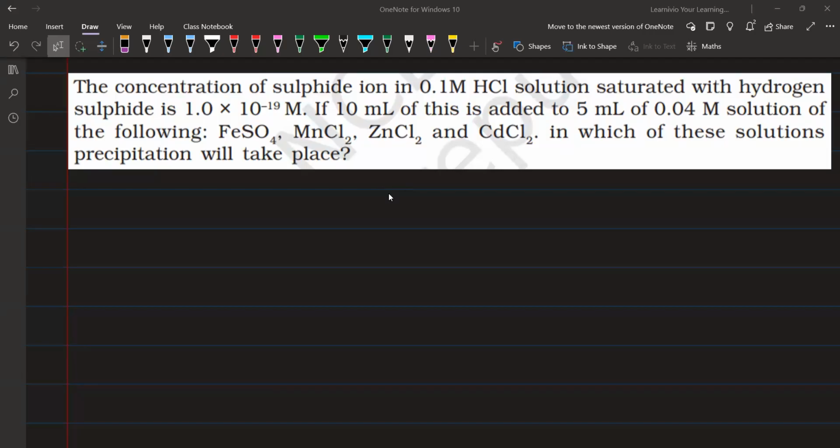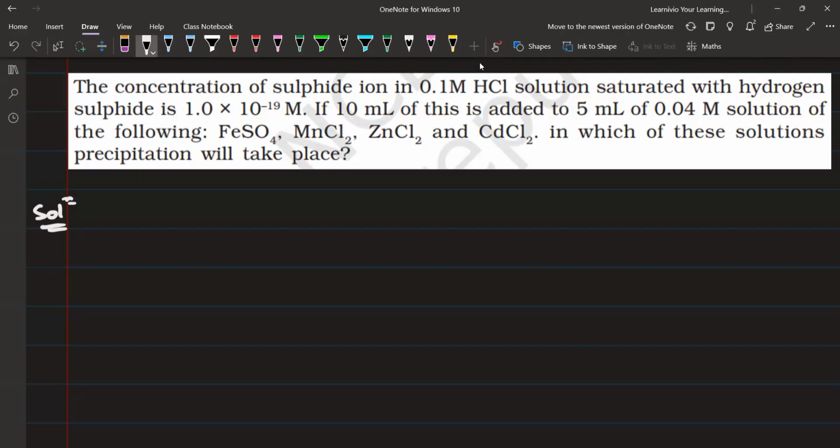The concentration of sulfide ion in 0.1 molar HCl solution saturated with hydrogen sulfide is this much. If 10 ml of this is added to 5 ml of 0.4 molar solution of the following, in which of these solutions does precipitation take place? ध्यान से देखिएगा. So आराम से पहले सवाल को देखते हैं. What is the given data and everything? The concentration of sulfide ion in 0.1 molar HCl solution saturated with hydrogen sulfide is.